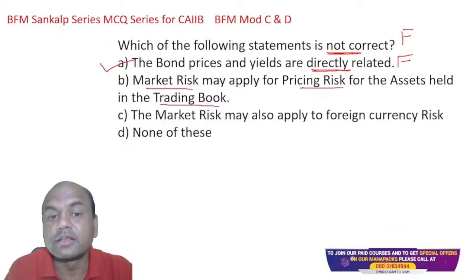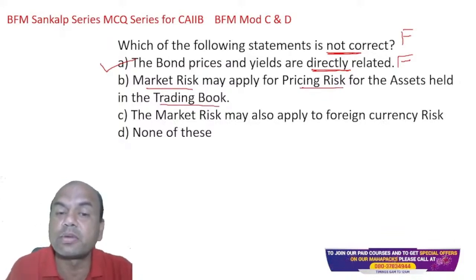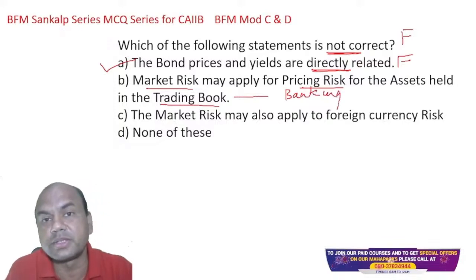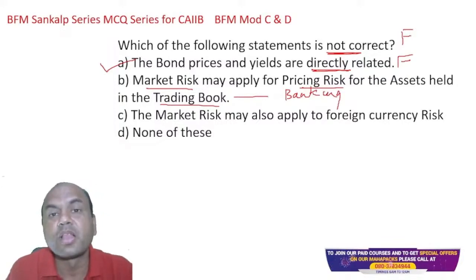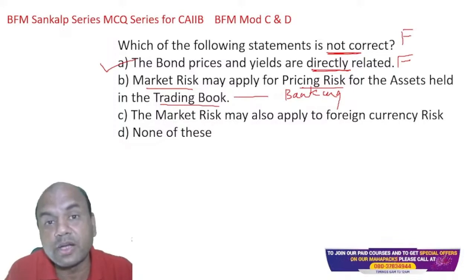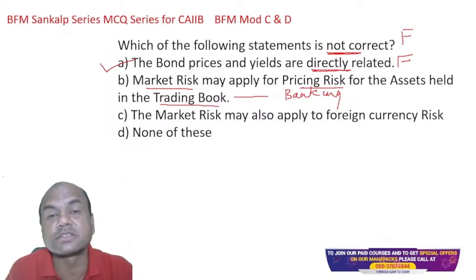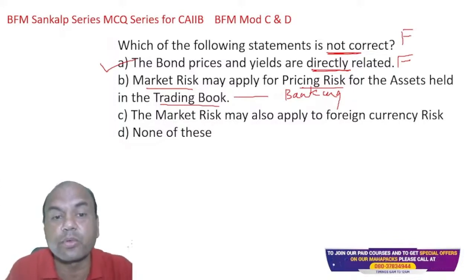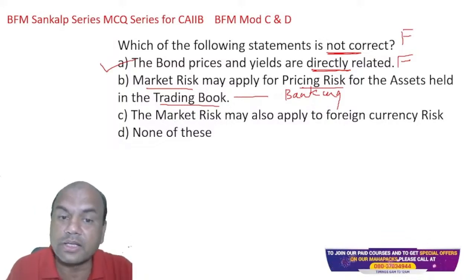So that is true. There are two books in the banking. Always remember, trading, and the second book is what? Banking book. Here the assets or the bonds are held for up to the maturity. This is for statutory purposes, CRR, SLR, and the trading book is for proprietary, meaning buying and selling, earning profit. So that is true, so that's why this is not the answer. We want a false one.